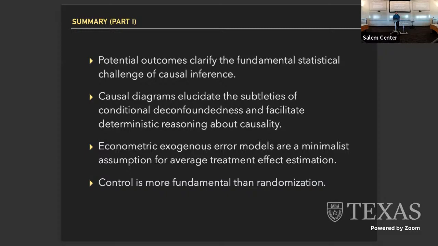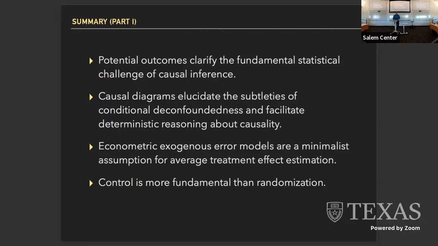Potential outcomes are really important, and they're very, very useful in this idea that they exist separately. And if you can internalize that, it's great. But causal diagrams have their place, and in particular, they really help clarify the subtleties of conditional deconfoundedness in a way that you just don't get to see if you just say conditional deconfoundedness or propensity score. And you get to see some of these issues when you pay attention to those.